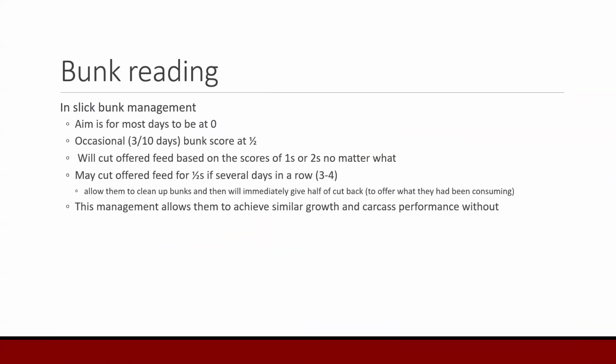So in slick bunk management, the aim is to have, for most days, a bunk score of 0. You want an occasional, so 3 out of 10 days, you'd be okay with a bunk score at a half. So it kind of crumbs. You will cut offered feed based on scores of 1s or 2s, no matter what. You may cut offered feed for 1s if there's several days in a row where they have those crumbs left, and so they're accumulating. So you want to allow them to clean the bunks up, to eat that refused feed so that you can cut down on feed wastage.